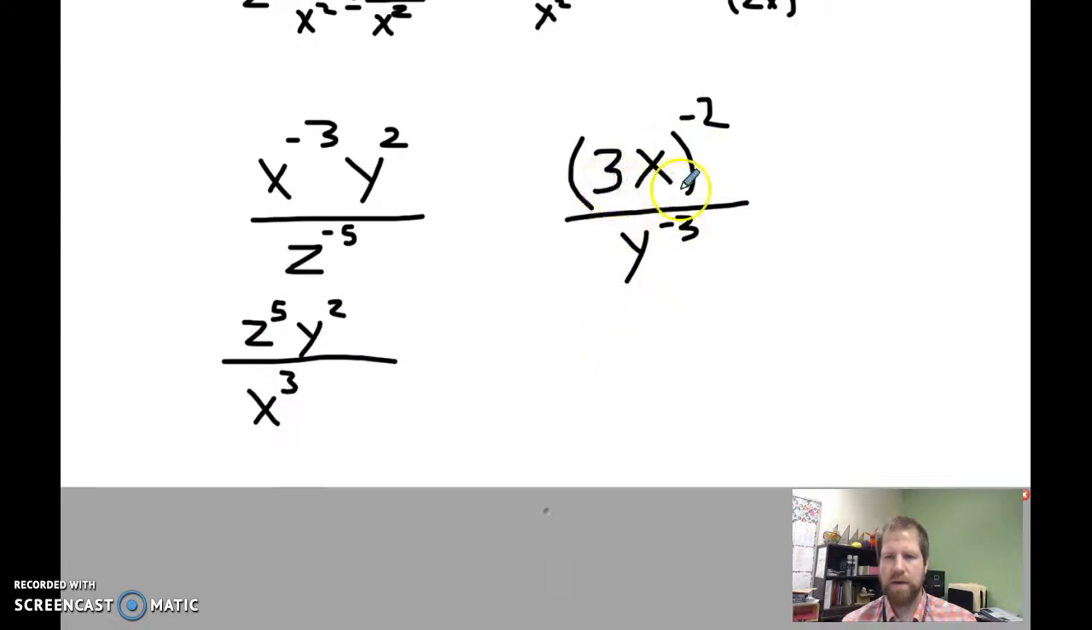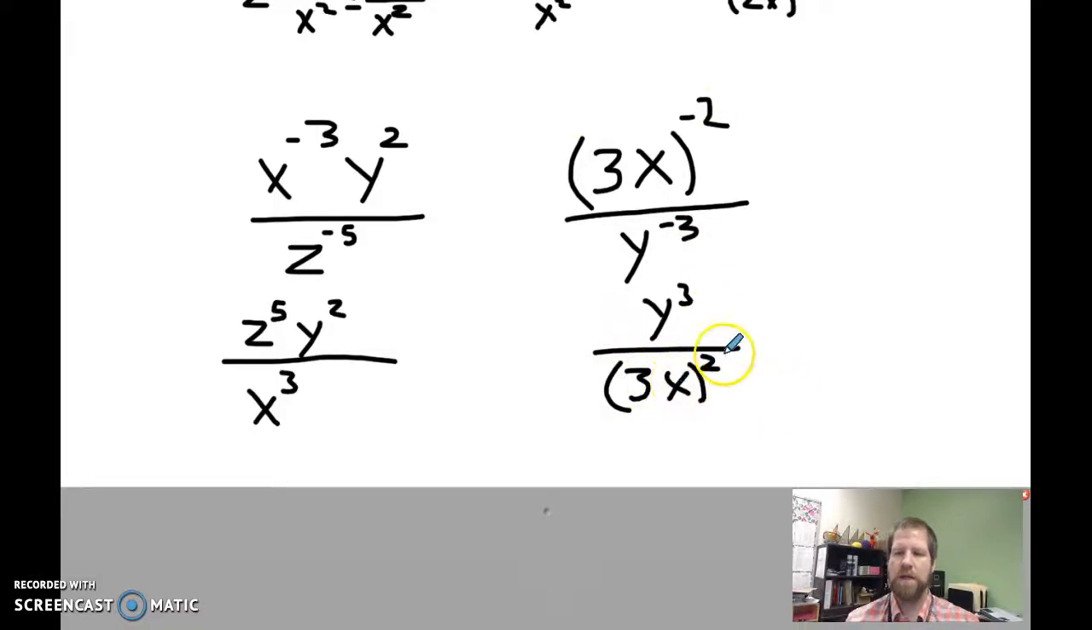We have 3 times x to the negative 2. That whole thing is going to come down. Y to the negative 3, that's going to come up. So we're basically just going to flip this whole expression. Once I flip it, I take away the negative, so 3 times x to the second, and y to the third up top.